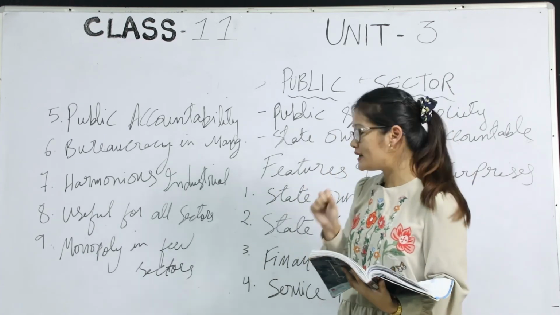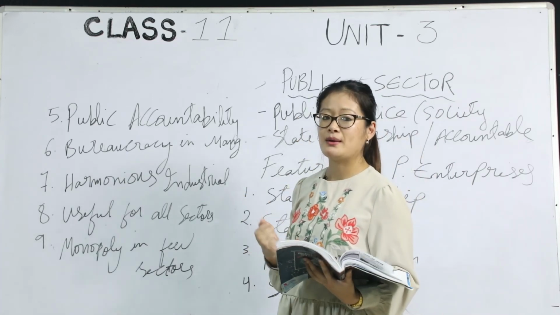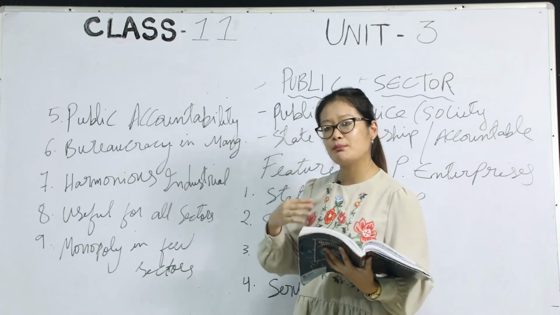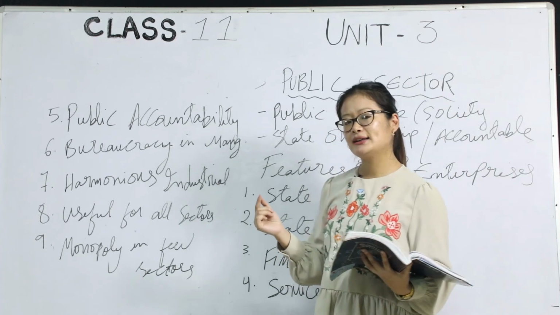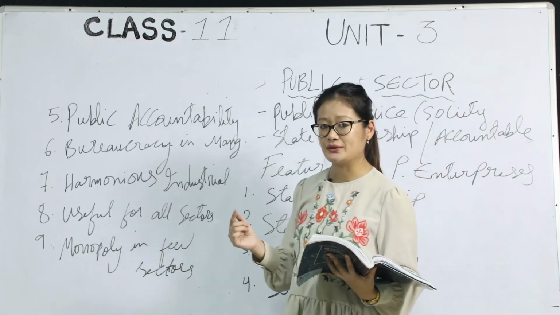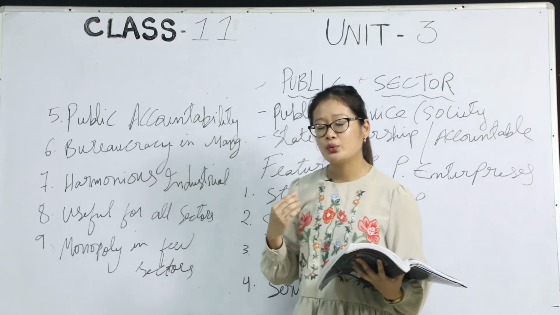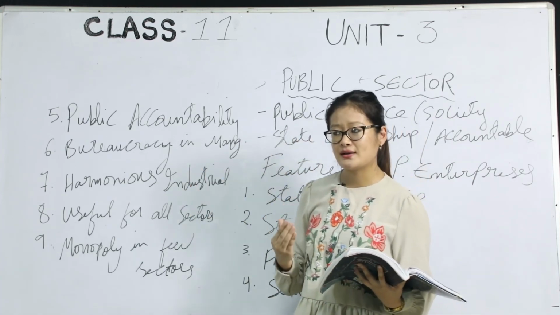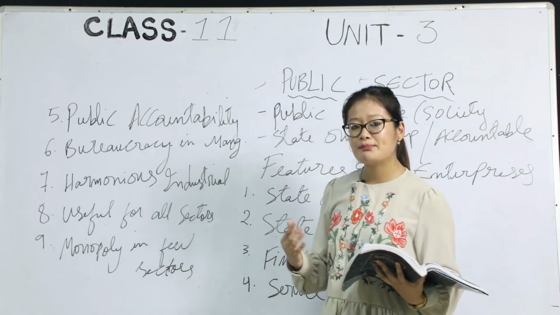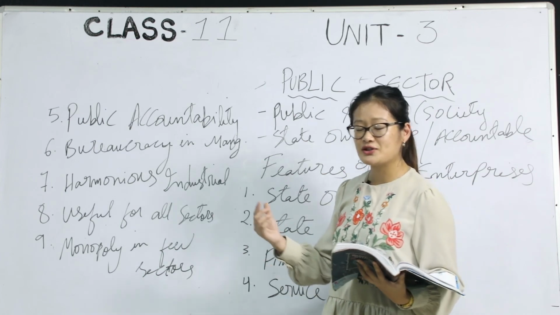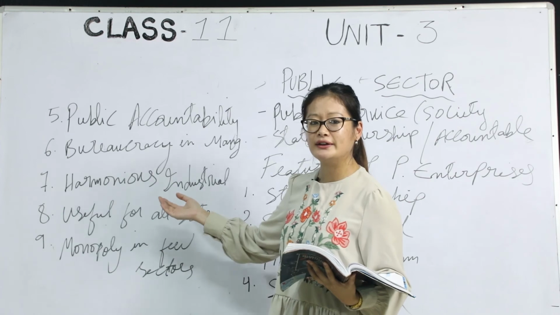Number 7, harmonious industrial relations, okay. So here this relation is talking about the top management and the workers of the public sector. They have a really good bonding and a good relationship with each other, unlike the private sector, okay? Why? Because those who work under the public sector are given a lot of good benefits, okay?